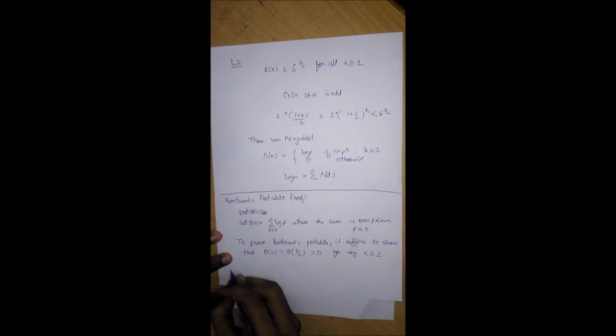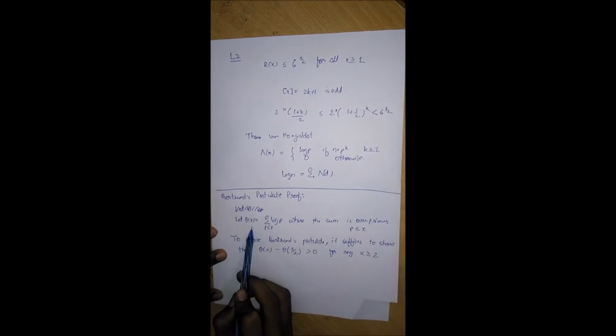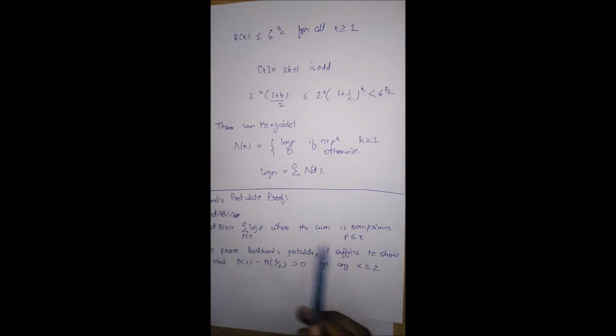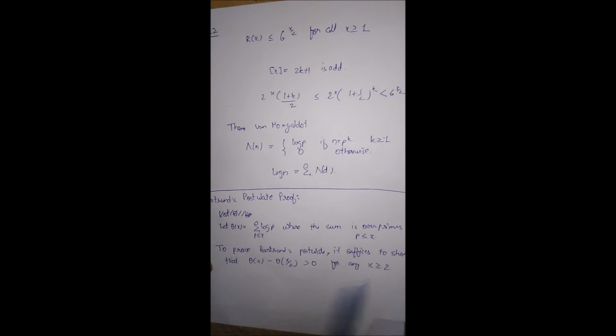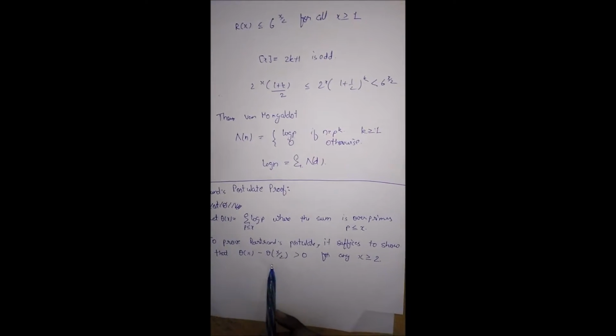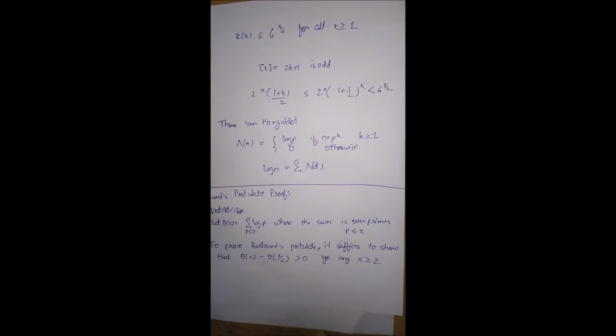So, Bertrand's postulate proof. Let theta of x equal sigma of log p, where the sum is over primes p less than or equal to x. To prove Bertrand's postulate, it suffices to show that theta of x minus theta of x by 2 is greater than 0 for any x greater than or equal to 2.